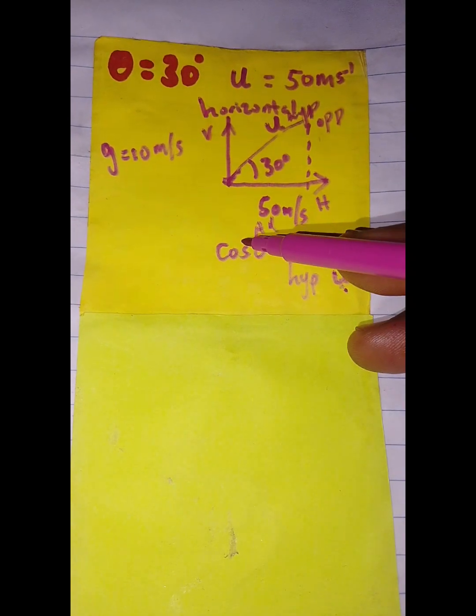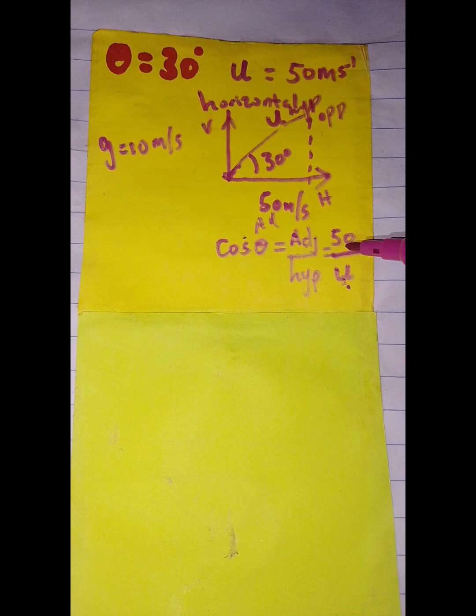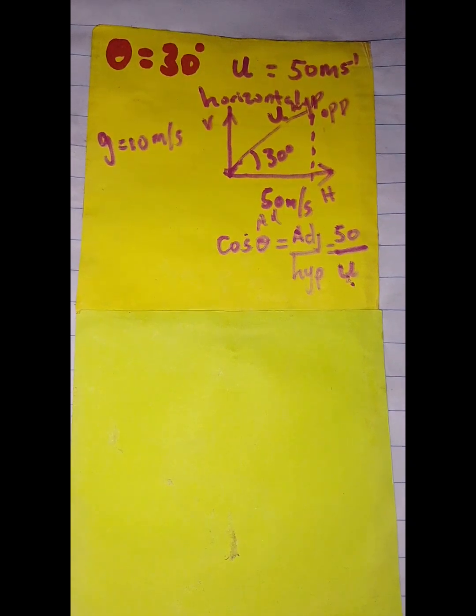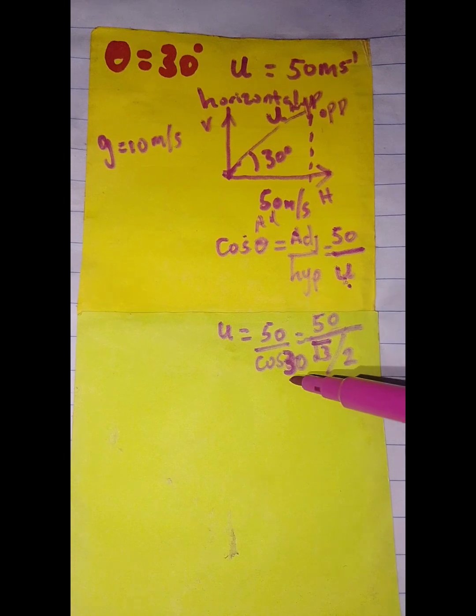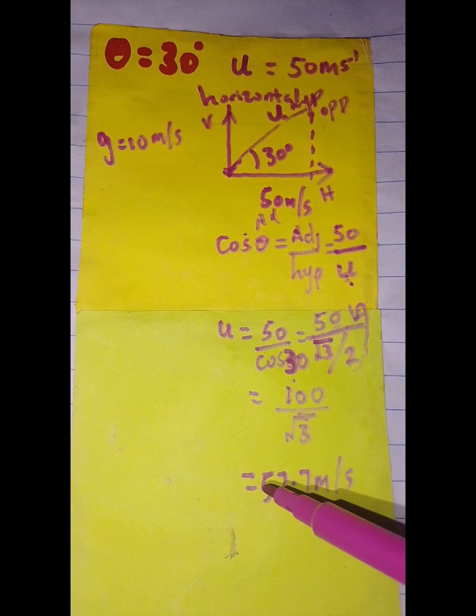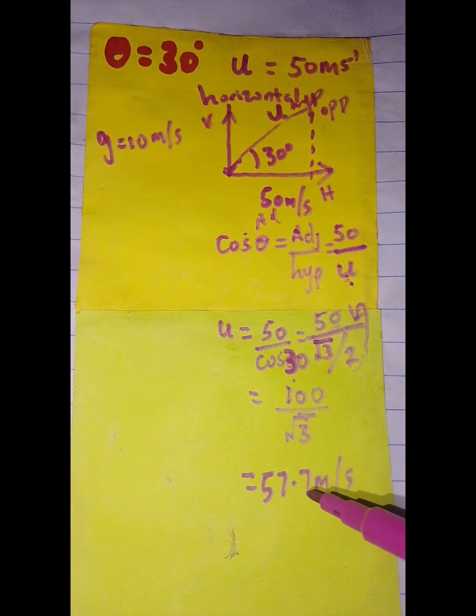So u equals 50 over cos theta. Since theta is 30, cos theta is equal to root 3 over 2, according to your trigonometric ratio. Approximately, this gives you 57.7 meters per second. So that is what you get.